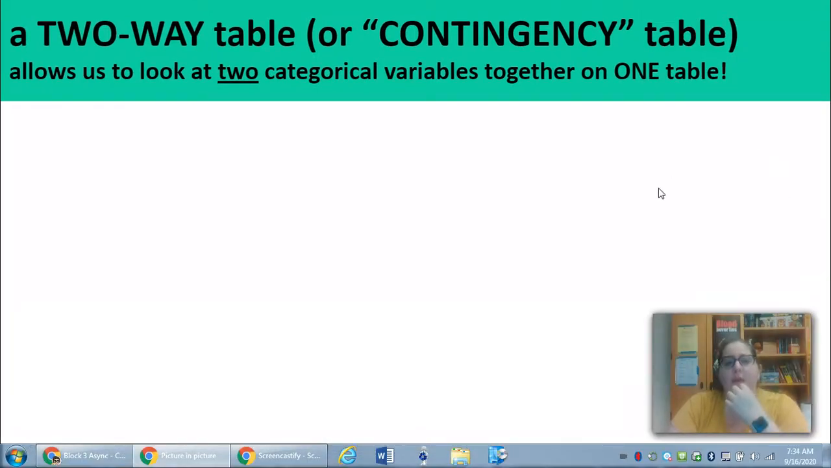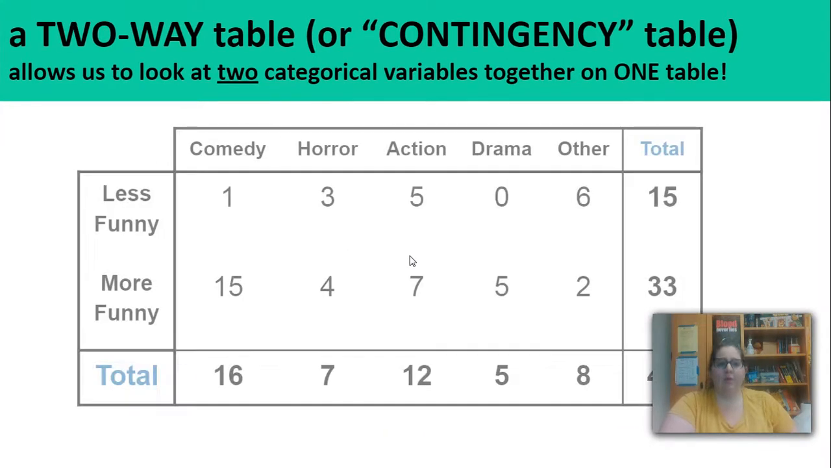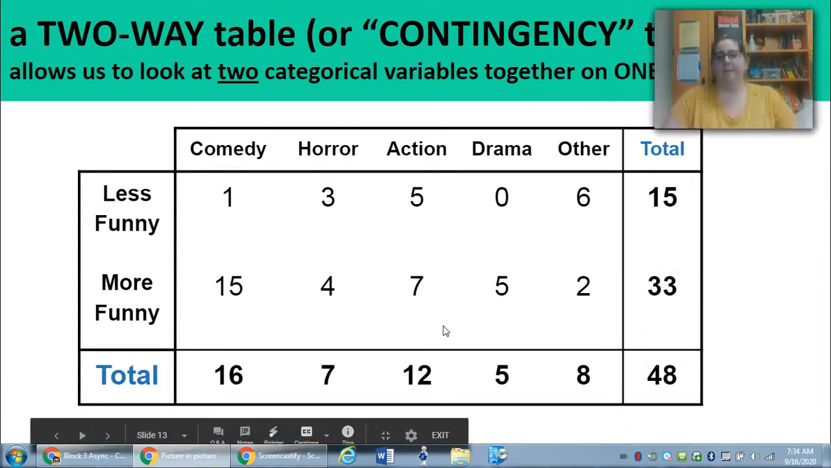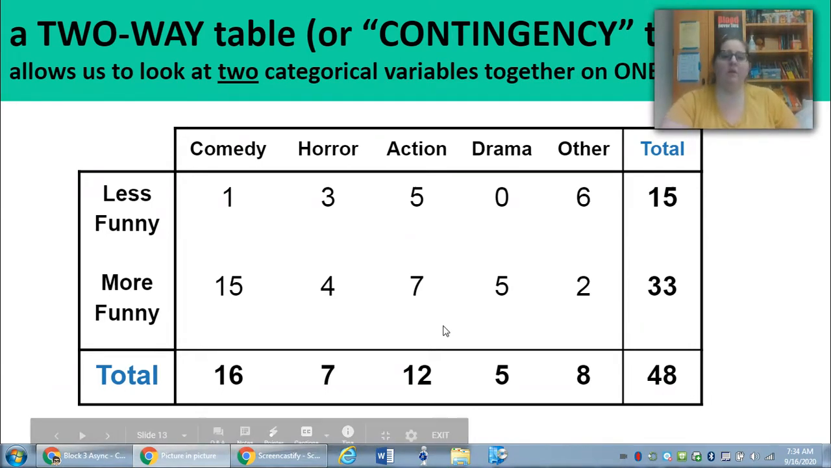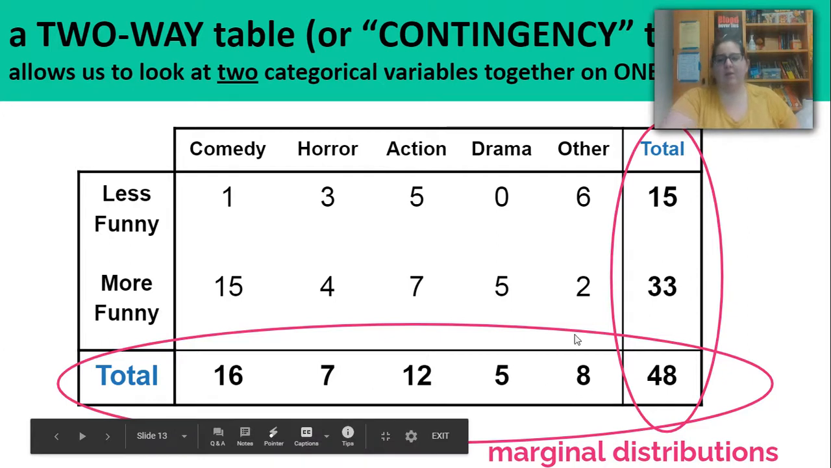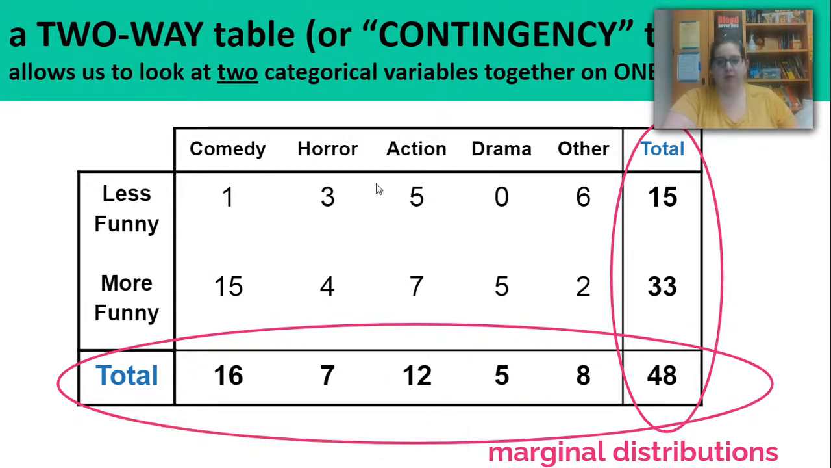For that, instead of just one single table that shows the distribution of one variable, I could have what we call a two-way table, which allows us to look at two categorical variables together and see how those two relate to each other. Firstly, know that these total columns and rows are known as the marginal distributions. Sometimes you might be asked, what's the marginal distribution for movie type? In which case I'd be looking for the total of each movie genre.